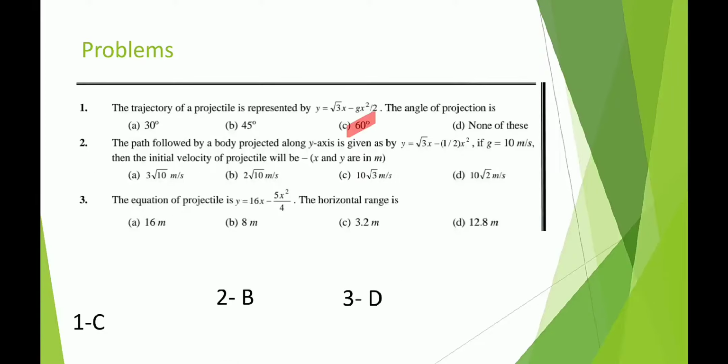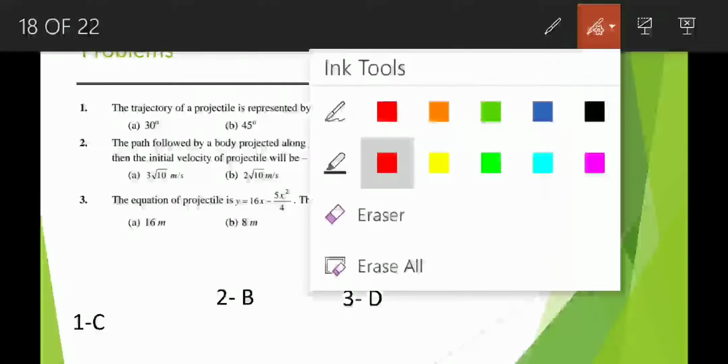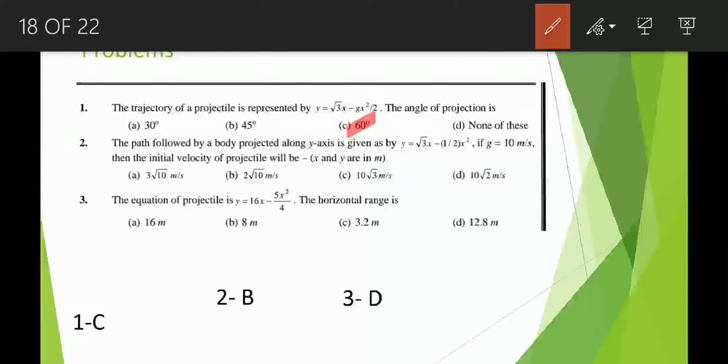Then second one, the path followed by the body projected along the y axis is given by y is equal to root 3 x minus 1 by 2 x square if g is equal to 10 meter per second square. Then the initial velocity of the projectile will be, x and y are in meters. Then the option will be second one. Let's see the solution.